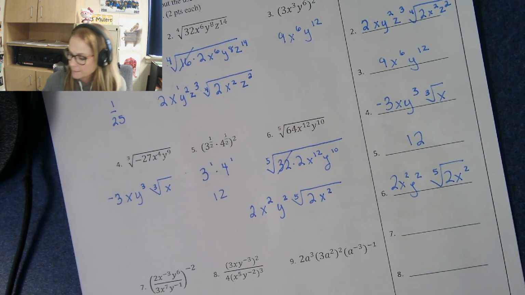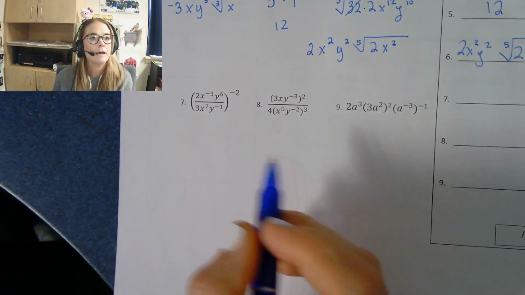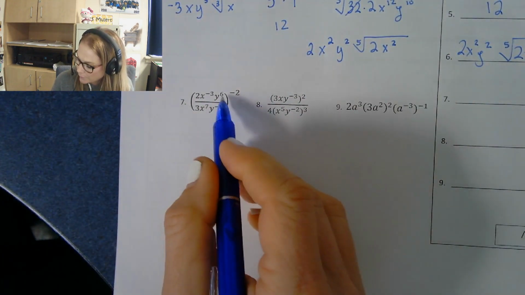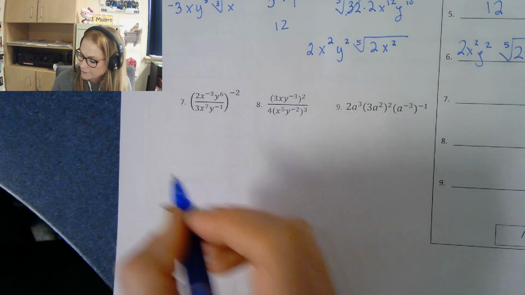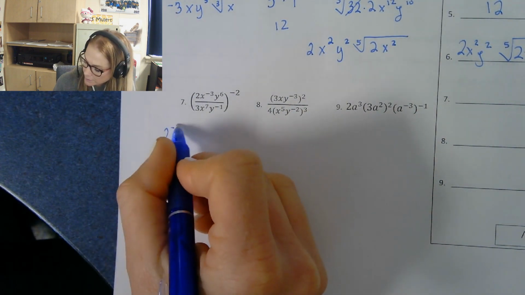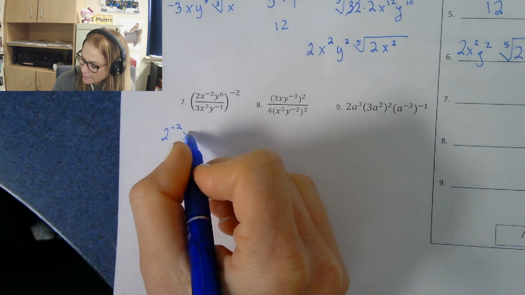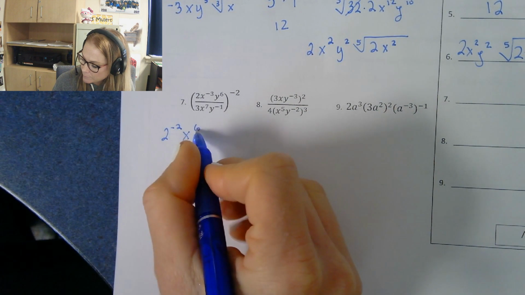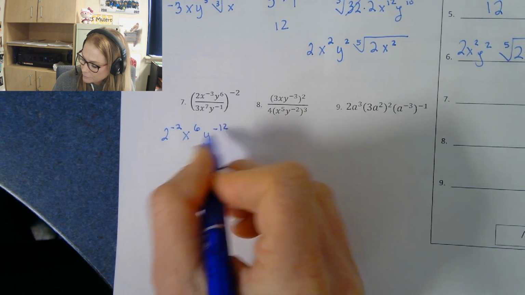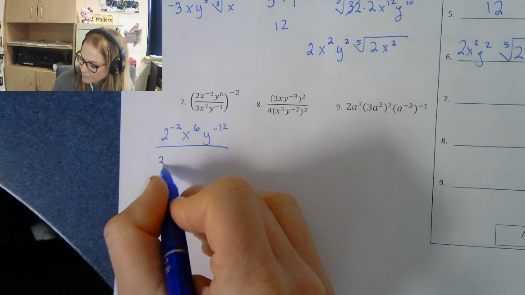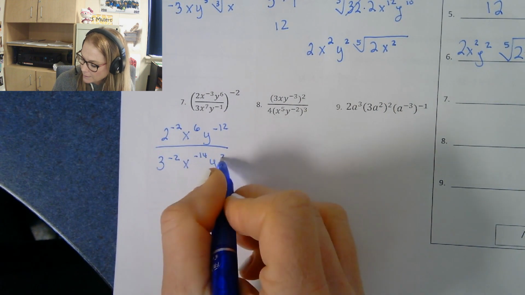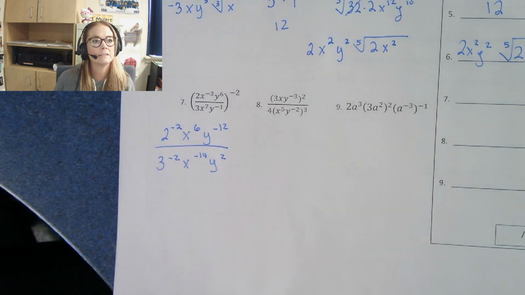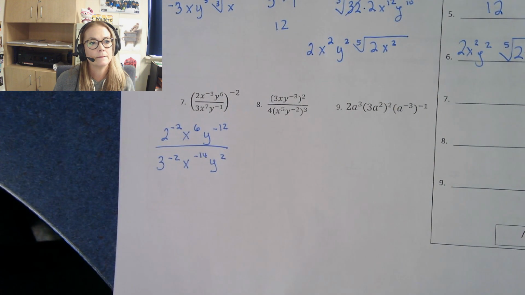Okay, couple more. This big section, 6.1, lots of things to go over. You could do power to power first or clean up in here first. I just typically do power to power first. It's really up to you. And -3 and -2 is +6, -12, 3 to the -2, x to the -14, y squared. Looks good to me. Just checking.